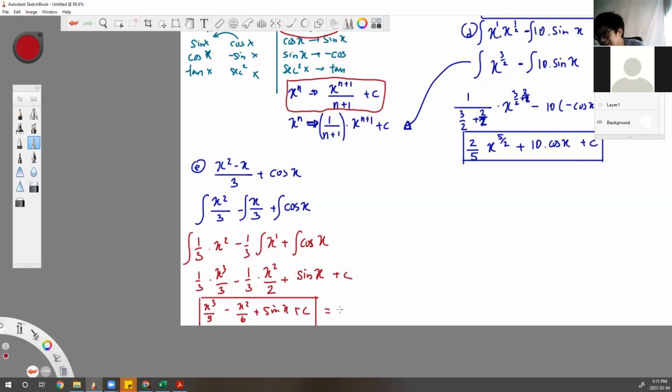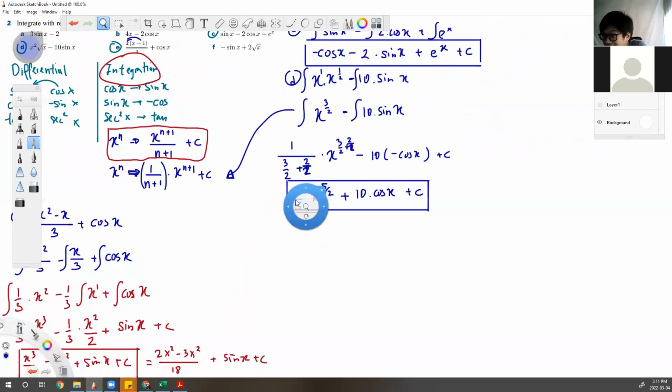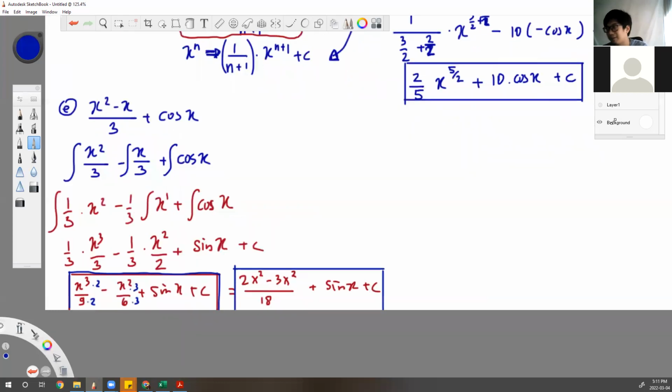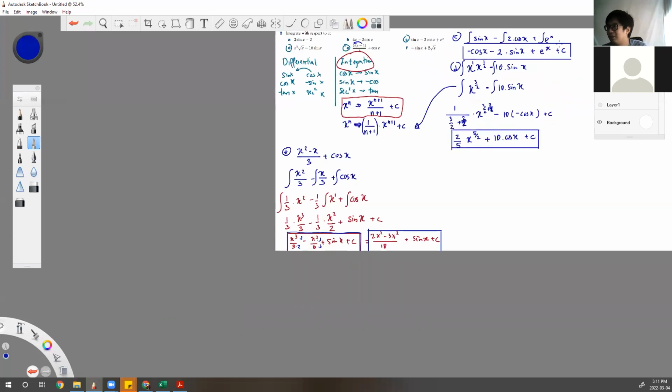If you want to make it a single fraction, no problem, the denominator is 18, right? So 2x cubed minus 3x squared plus 18 sine x plus c, right? If you want to equalize the denominator you can, but if you don't want to, just let this be the final answer. This is optional, only for enhancing your ability in algebra simplifying. Okay, that's for number 2.